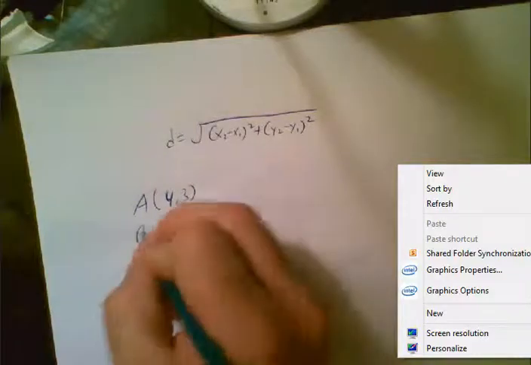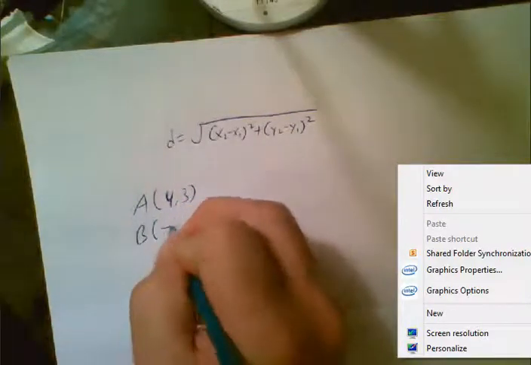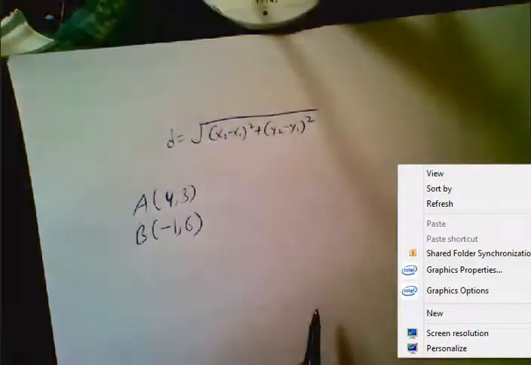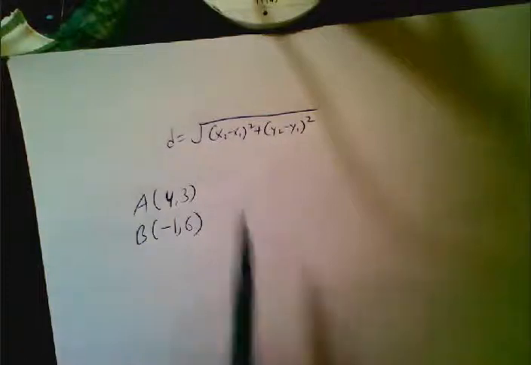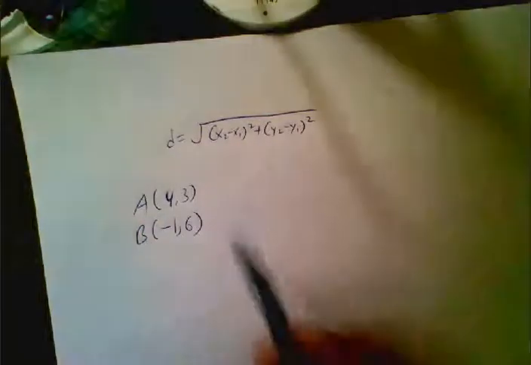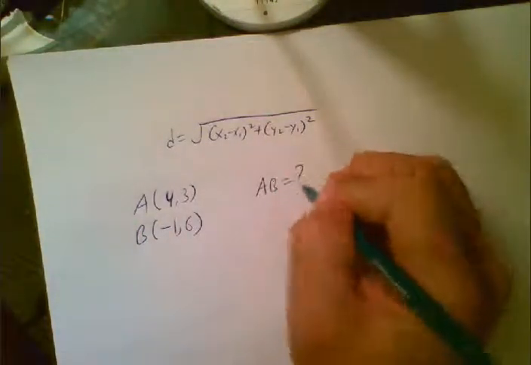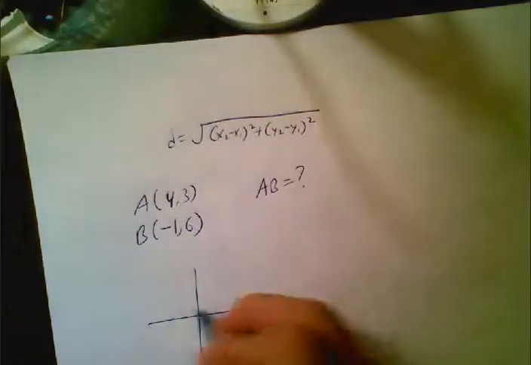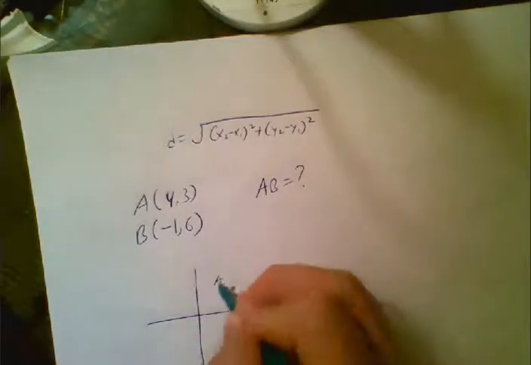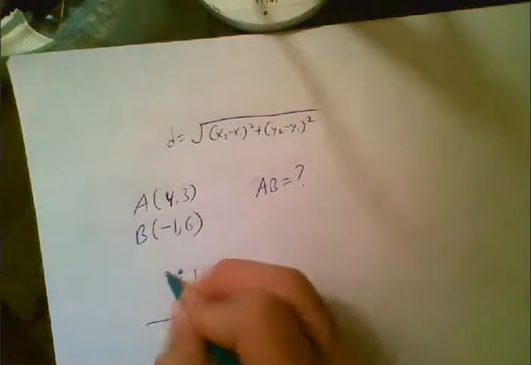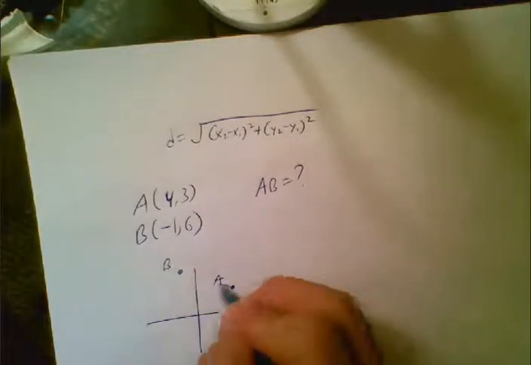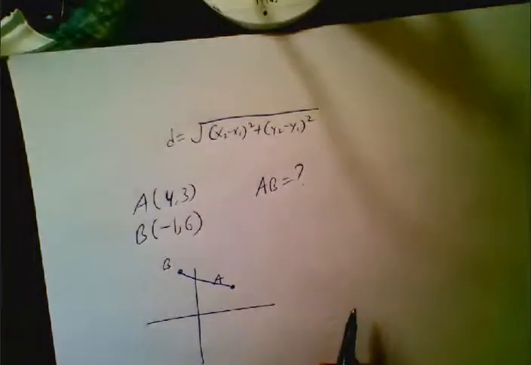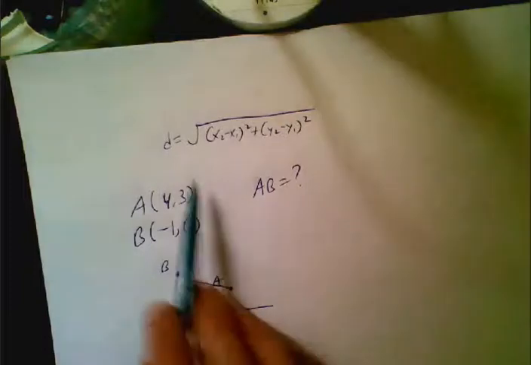So that's A, and then B, let's say, is somewhere around -1, 6. And again, they're going to ask you to find the distance between A and B. So they might say AB equals, or they might have a picture of the segment like this. You know, 4, 3 might be here, and -1, 6 might be here. And they might say find the length of segment AB. Anything like that, you're essentially using this.